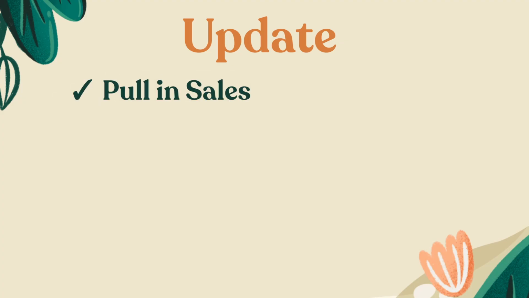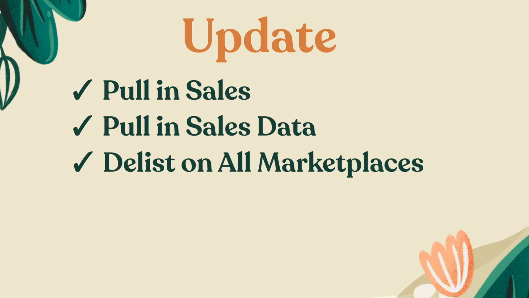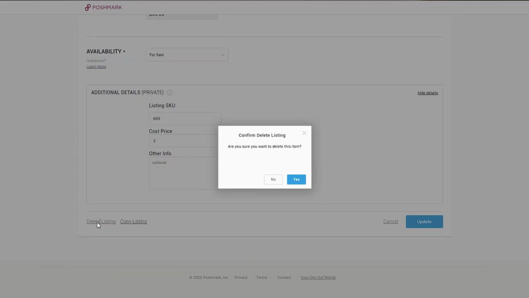First, it will pull in all of your sales data, including sold price, platform fees, shipping fees, and more. Then it will delist the item on the platforms in which it didn't sell. And this includes Poshmark listings that have active offers on them, which is actually kind of a big deal because I hear from a lot of our users that other reselling softwares won't delist on Poshmark if offers are active on that item, which can and has led to double sales and lots of headaches.